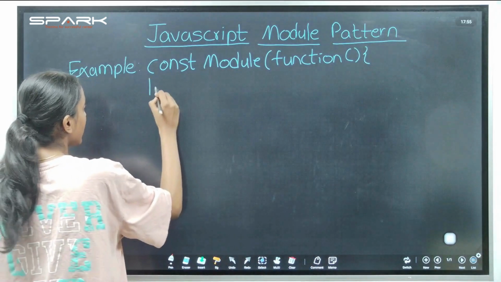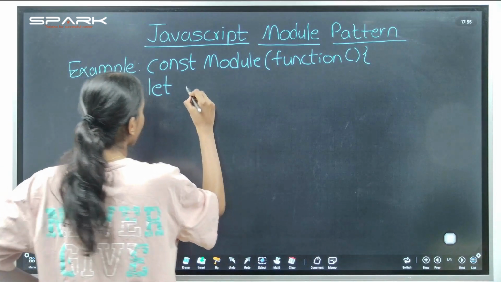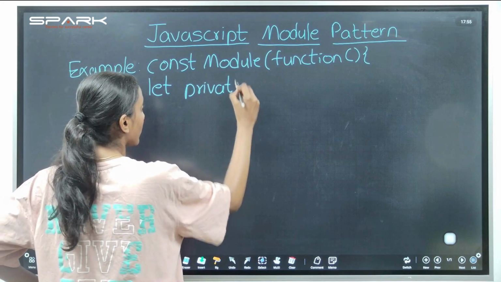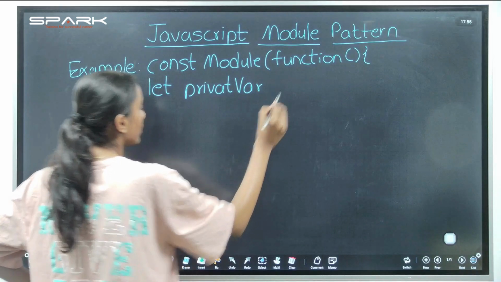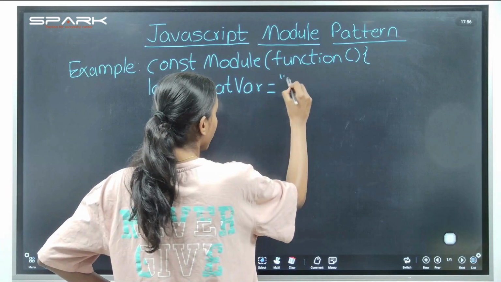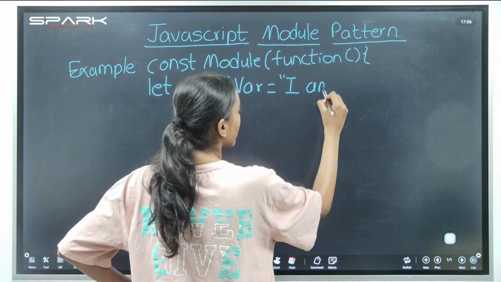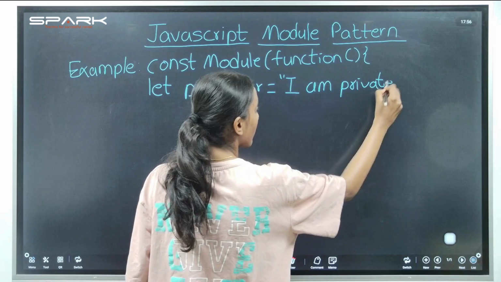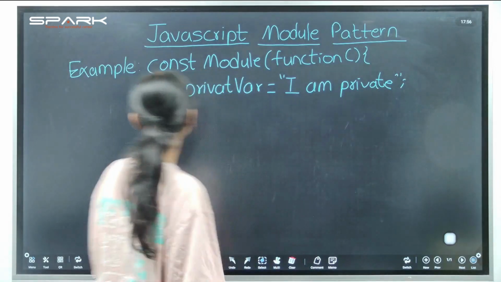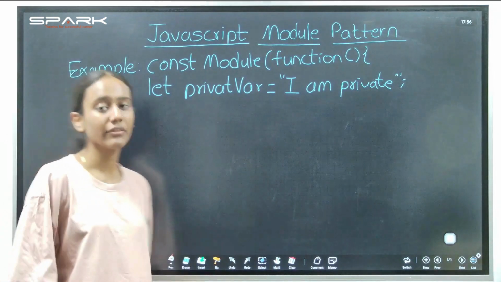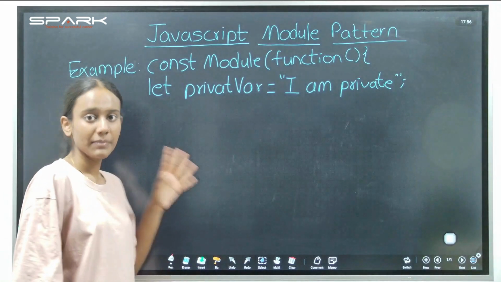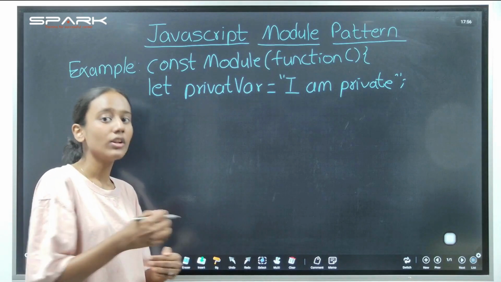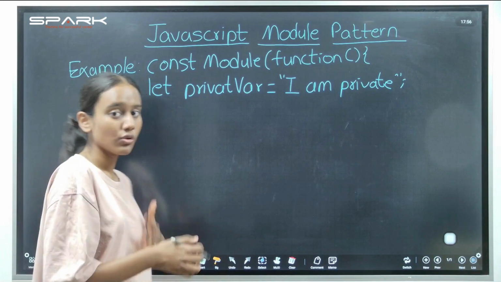Let private var is equal to "I am private". Over here we have created a private variable. If we call this private variable, it is not accessible from outside. But if we call it using a public method, it will show a different output.